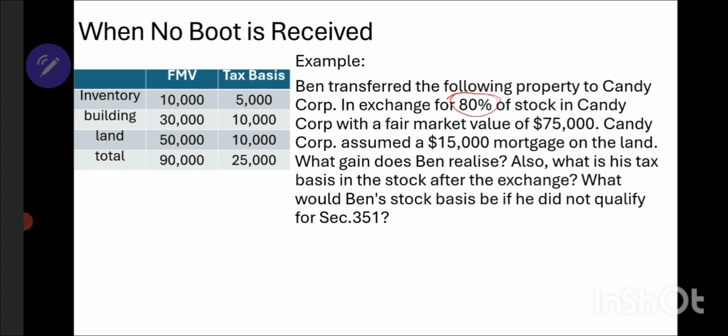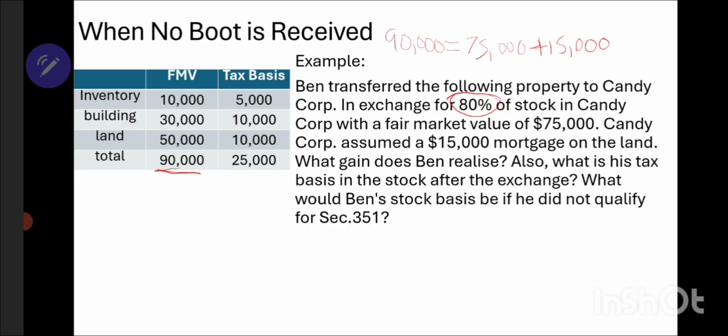Candy Corp assumes a $15,000 mortgage on the land. Now, something really quick to note is this $90,000 is the fair market value of assets transferred by the shareholder. So let's take that 90,000 and that equals the fair market value of the stock plus the liability that the corporation assumed. So we want to know what gain does Ben realize.